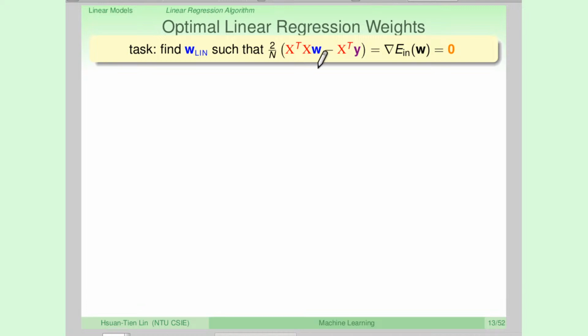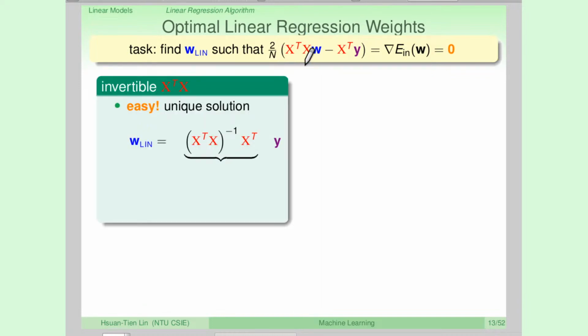This is just a degree 1 linear equation, a linear equation that you want to solve. In Chinese, 一次方程式, linear equation. You know that solving linear equations is not that hard if the matrix here, X transpose X, is invertible.